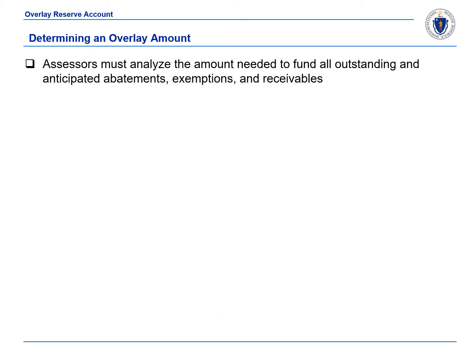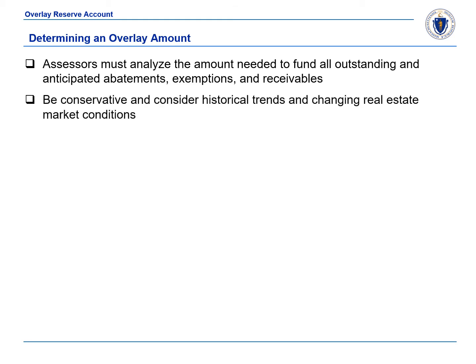To arrive at the annual overlay estimate, the assessors must analyze what is necessary to fund anticipated real and personal property tax abatements, exemptions, and receivables during the upcoming fiscal year, as well as for all previous fiscal years. Assessors are cautioned to be conservative in their estimates by considering historical trends and changing real estate market conditions.